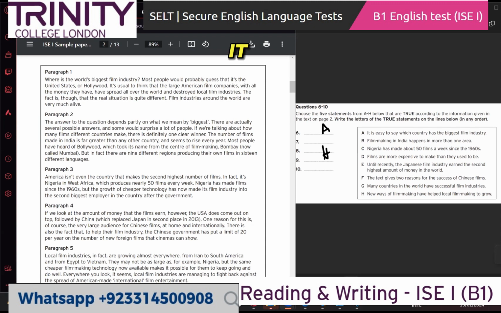Okay, correct. It is easy to say which country has the biggest film industry. No, this is false because it is not easy to say, because there are several answers to this. Because the real situation is quite different. It's false. Biggest country, biggest film industry. It is not easy to say which one is the biggest one.